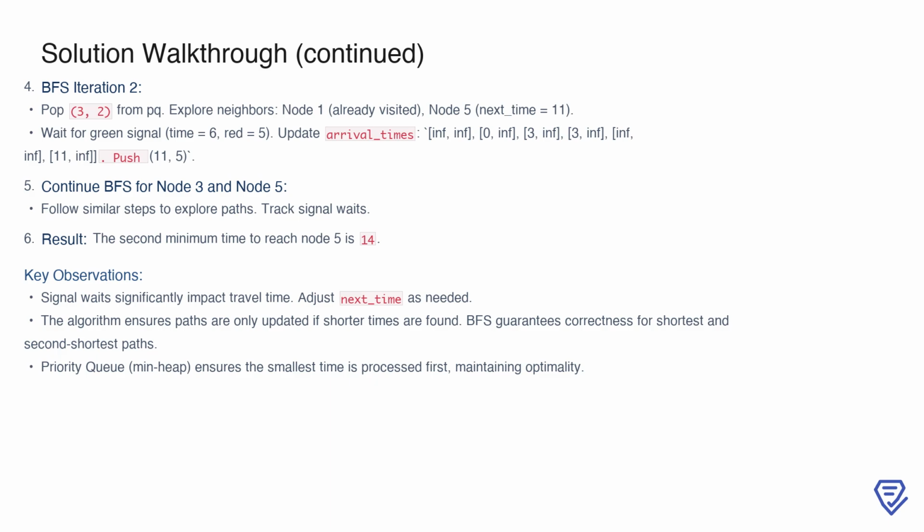Next, we process (3, 2) from the queue. From node 2, we explore its neighbors, node 1, which is already visited, and node 5.